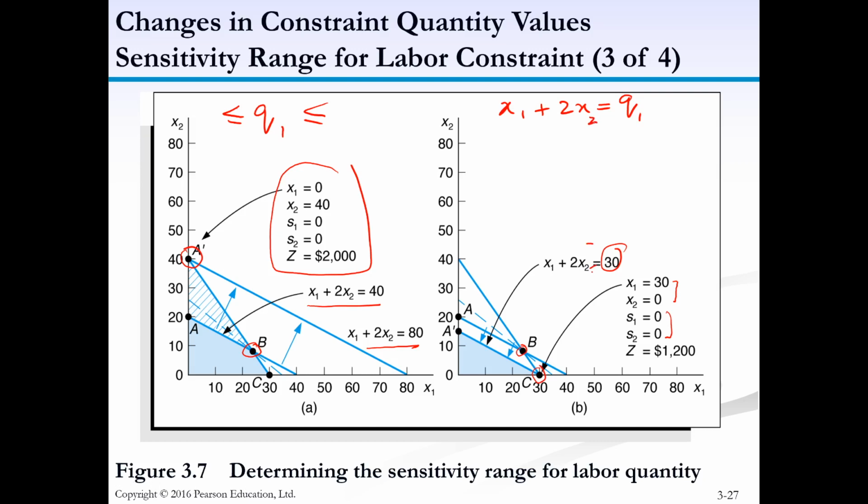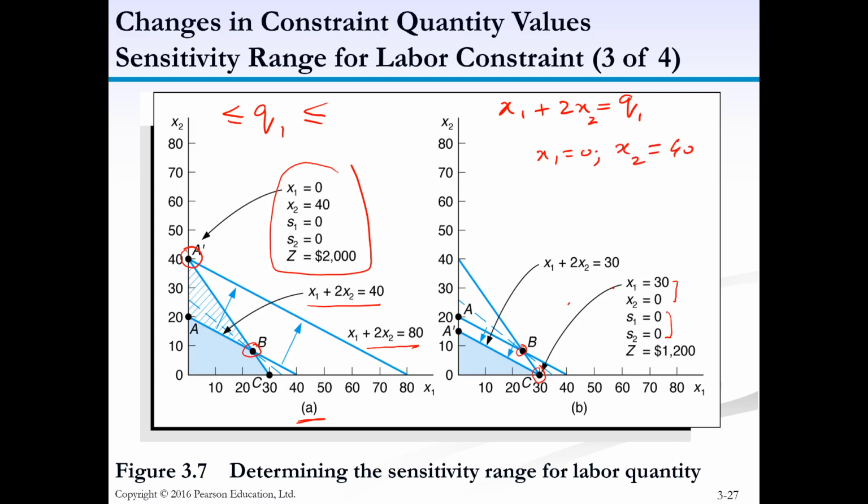All right. What we are looking for now is how much Q1 we can change. We have seen that as we move away from the origin, as shown in the figure, the point B has shifted to A prime, where the new coordinates are x1 is equal to 0, x2 is equal to 40.